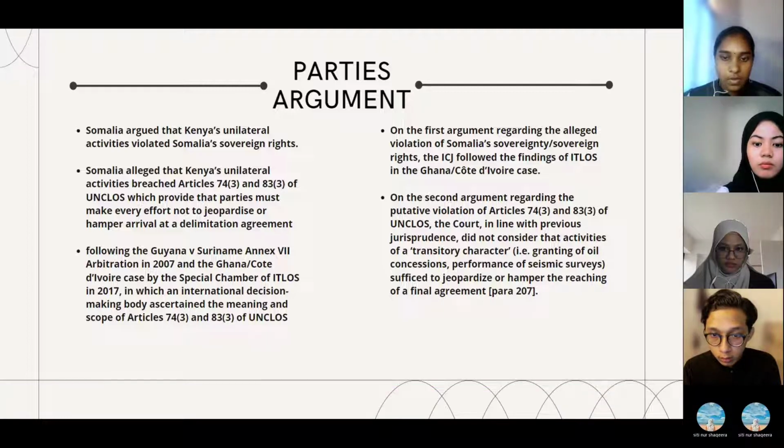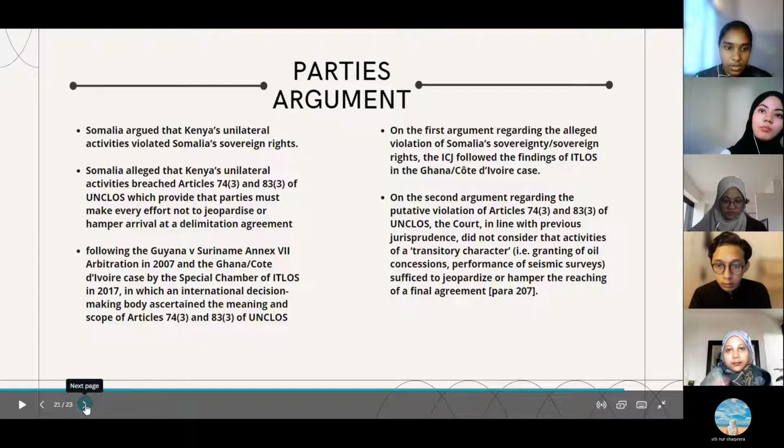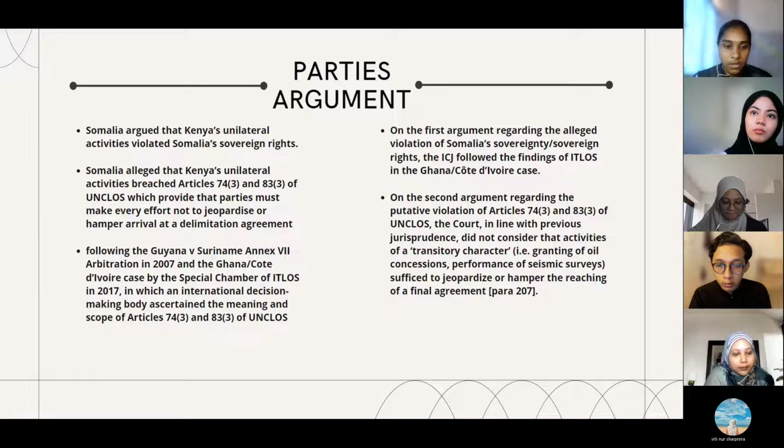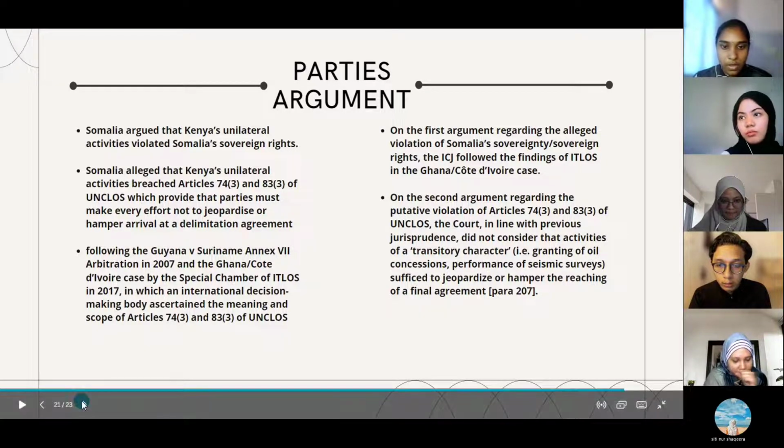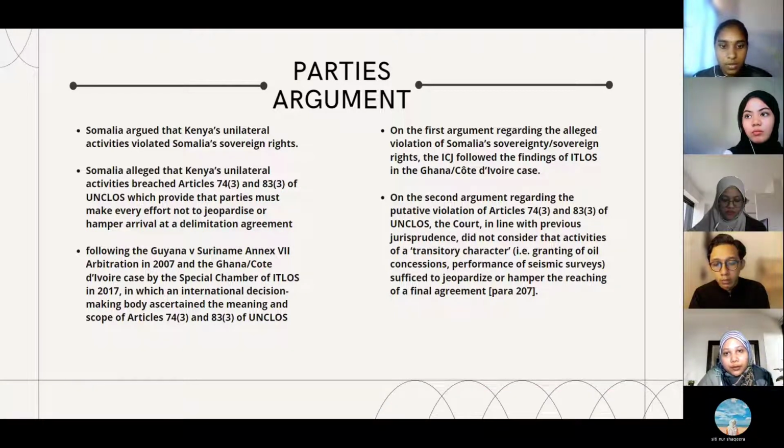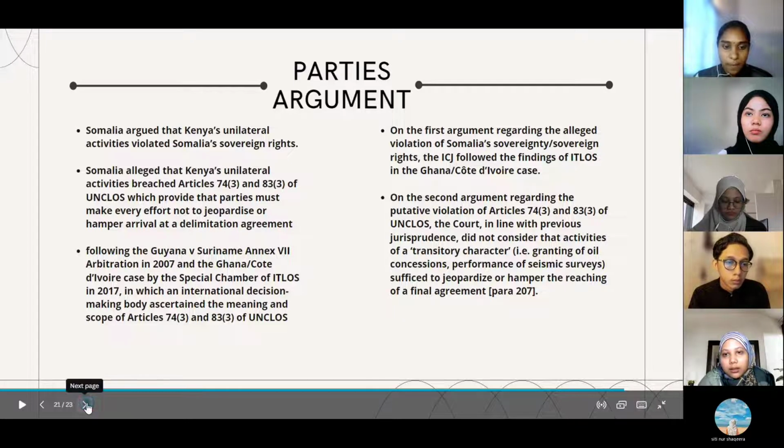On the second argument, the court did not believe that operations of a transitory character, such as granting oil concessions and performing seismic surveys, were sufficient to imperil or obstruct the establishment of a final agreement. In the Guyana and Suriname case, the tribunal stated that drilling activities that result in permanent physical changes in the marine environment could imperil or obstruct the finalization of an agreement. The court, however, found the evidence inadequate to show that Kenya conducted drilling operations that could have resulted in permanent physical alteration in the disputed region after the dispute arose in 2009, and thus found no breach.